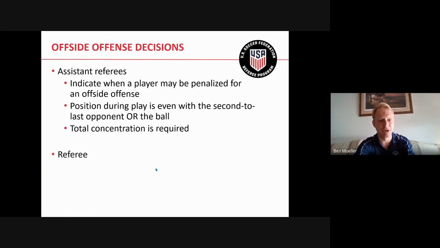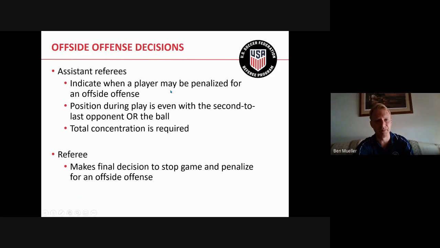The assistant referee typically makes this decision, right? When a player may be penalized for being offside, okay, the assistant referee must be in the right position, which is why they're even with the second to last opponent or the ball, whichever's closer to the goal line, and total concentration is required by the assistant referee. But it's the referee that makes the final decision to stop and penalize the offside offense.